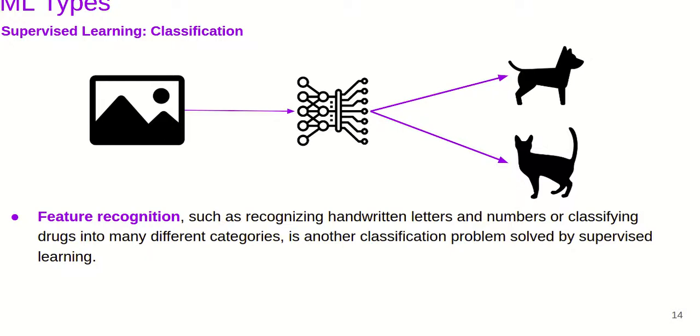We can also have what we call feature recognition, such as recognizing handwriting for letters and numbers, or classifying drugs into many different categories. So it's another classification problem, and this is solved by supervised learning again.